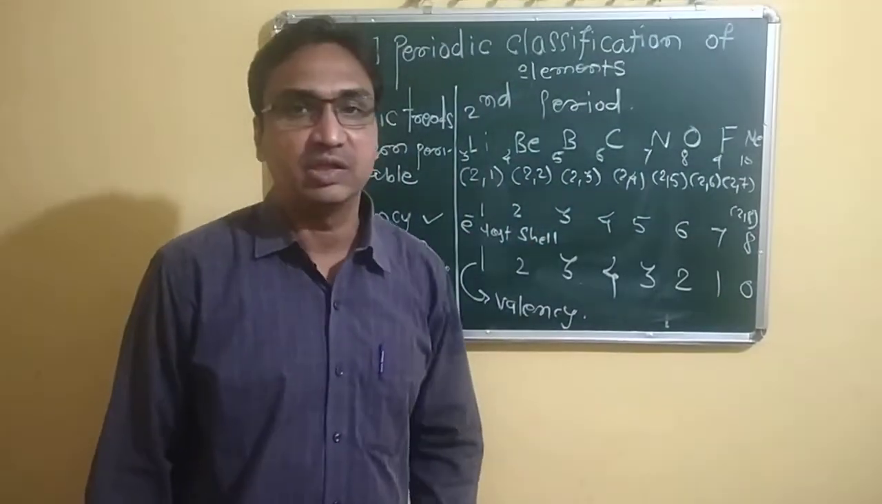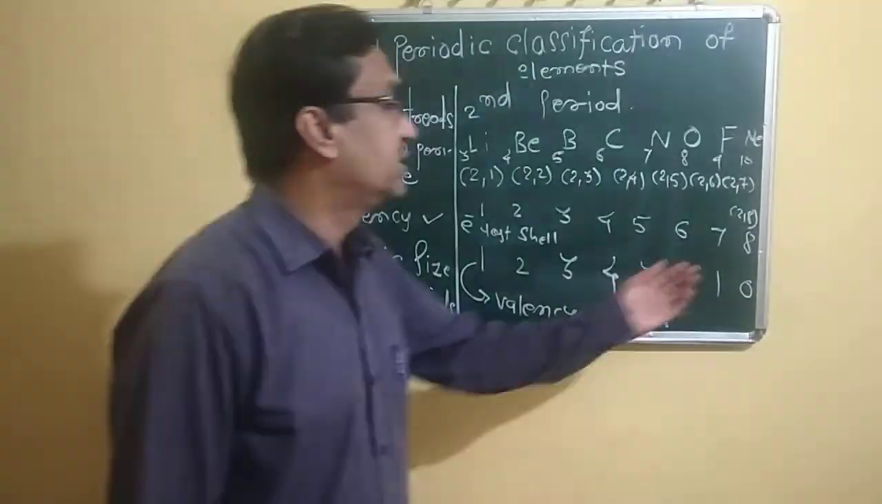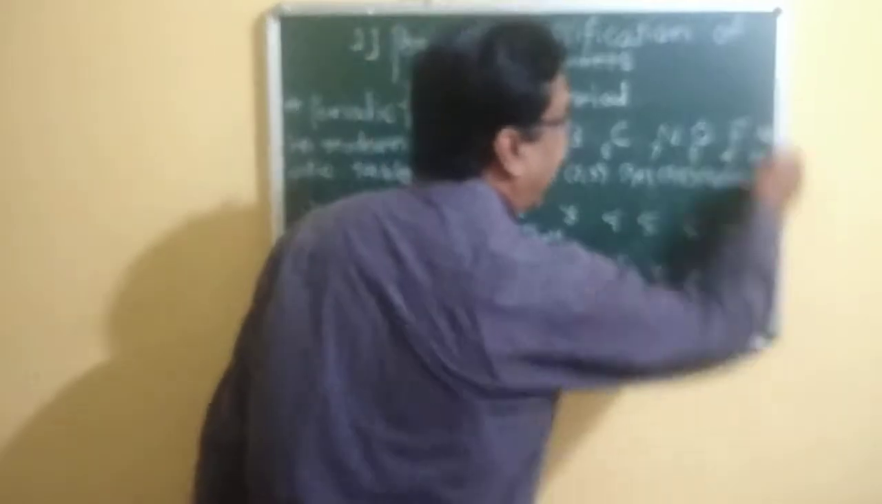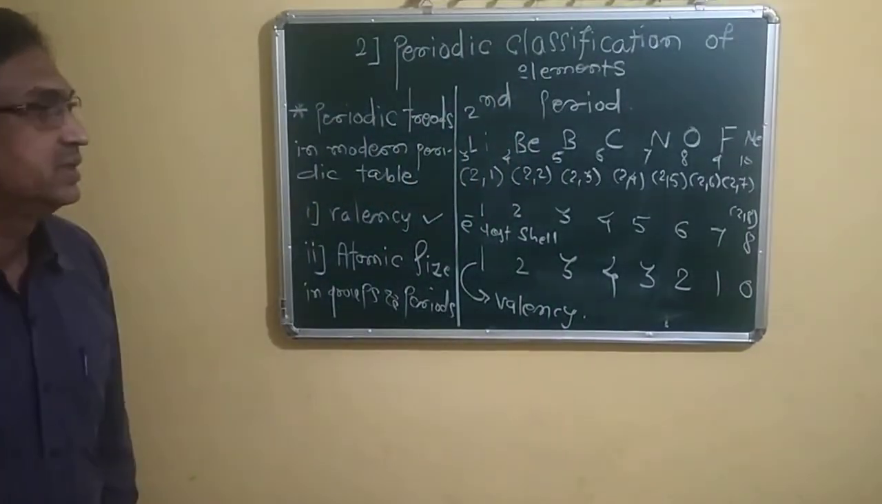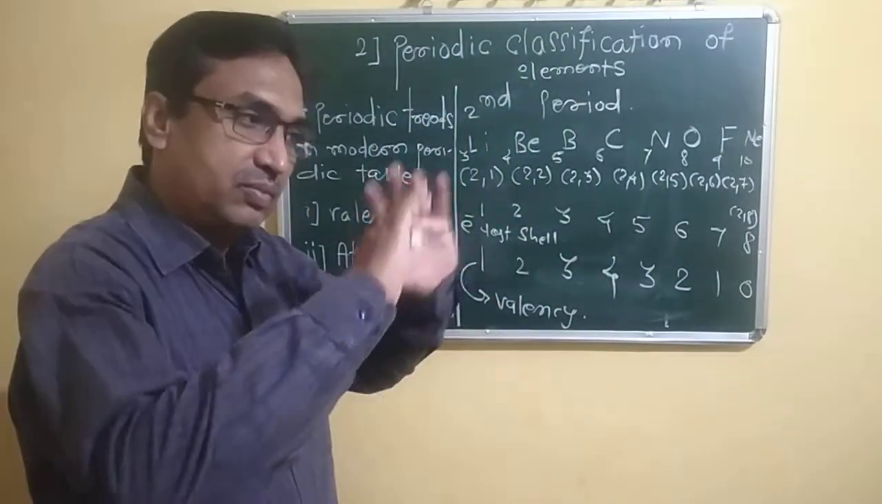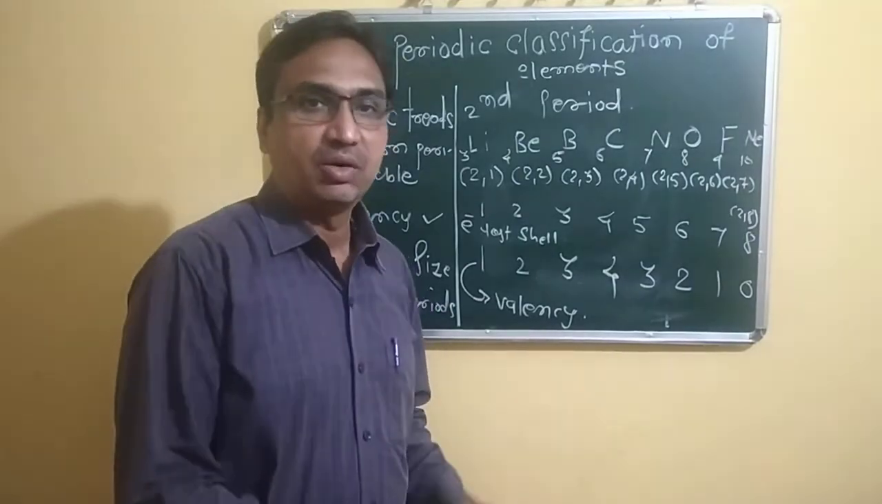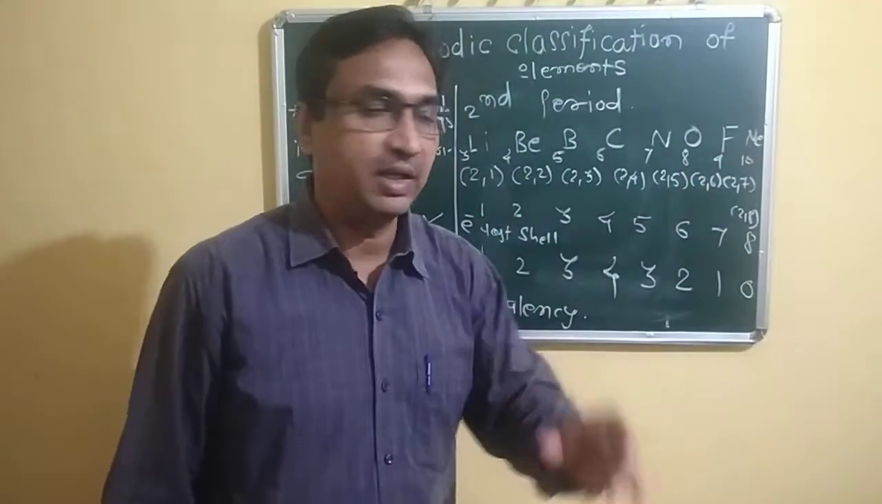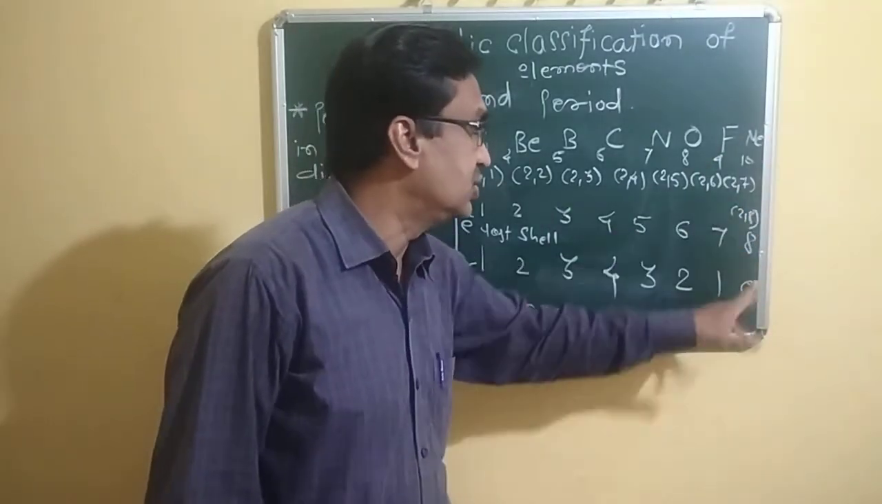And 7 electrons, like halogens, they have taken 1 electron from another element, that is its valence is 1. And the inert gases have already fulfilled their outermost shells, and that's why they do not take part in chemical reactions, hence valence is 0.